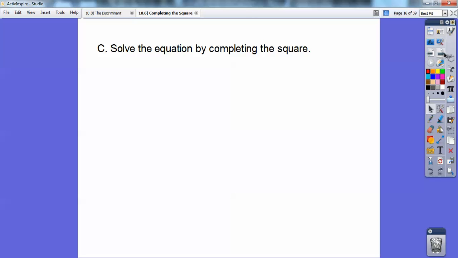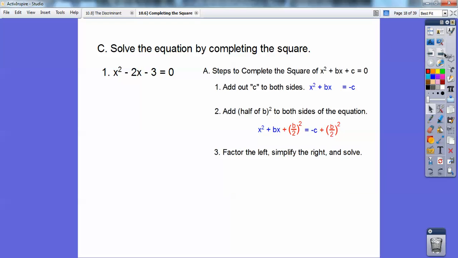Solve the equation by completing the square. Okay, here's the fun stuff, you guys. Okay, so the steps are to add out C, and this is the steps. This is section A right here. I just took a picture and put it right here. So I'm going to add this 3 to both sides. Okay, so there it is right there.